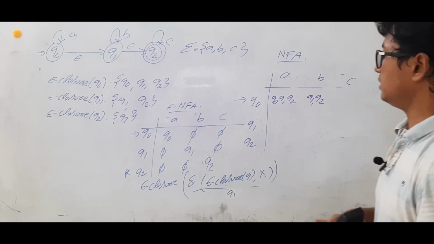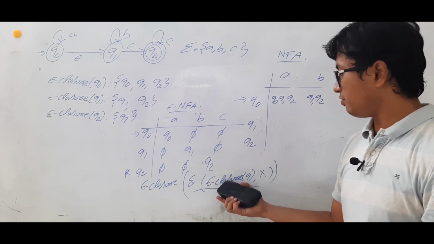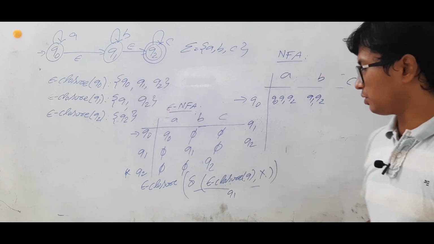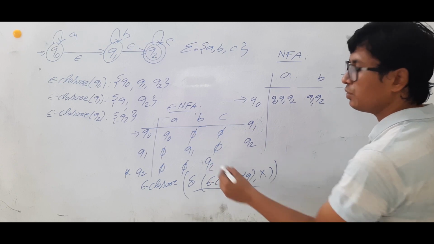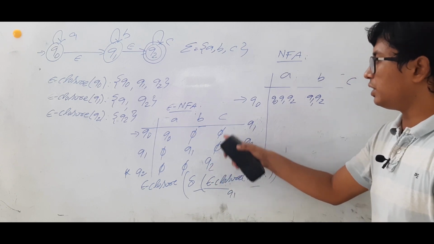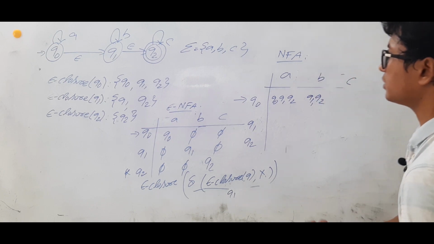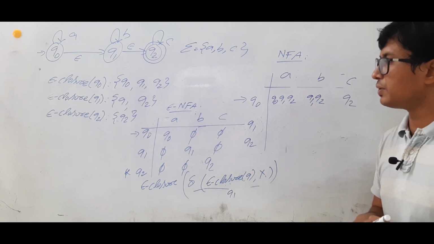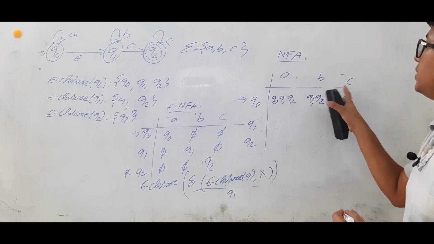Now, on C, first you need to calculate epsilon closure of Q naught. Epsilon closure of Q naught is Q naught, Q1, Q2. Q naught, Q1, Q2 on C, if you do, you are going only to state Q2. Remaining two are null states. So, epsilon closure of Q2 is Q2. Is it clear? Are you able to understand it or not? So, we got Q naught on A, on B and C.